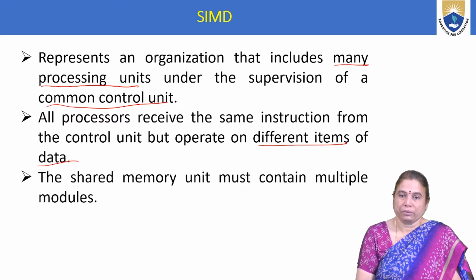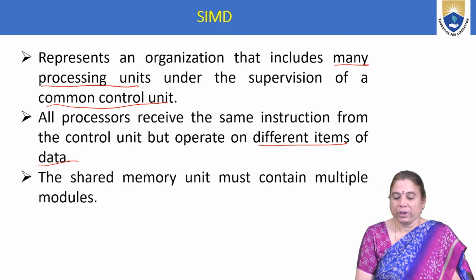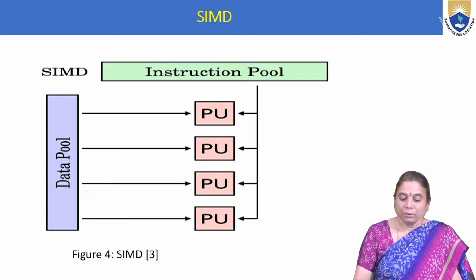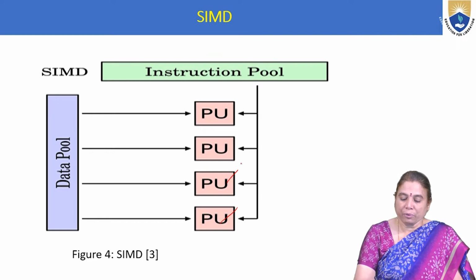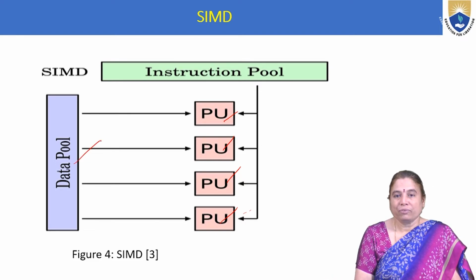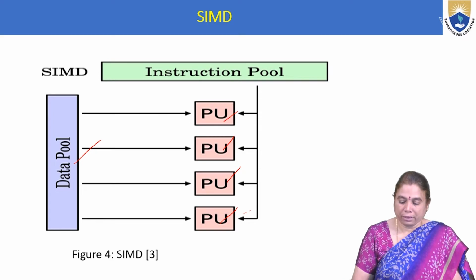the instructions. The shared memory unit must contain multiple modules. So, the memory unit can be shared to support these operational buffers of multiple data items in SIMD architecture. Here, multiple processing units can be employed which can receive the single instruction, but the buffers can hold multiple data items, and the instruction can be executed in case of SIMD.